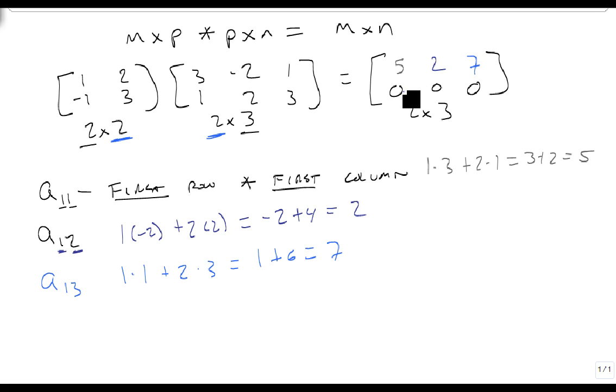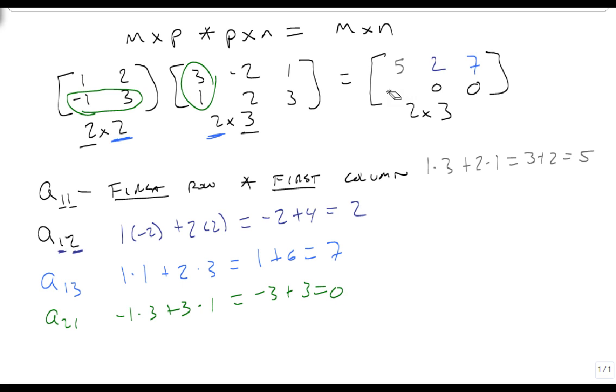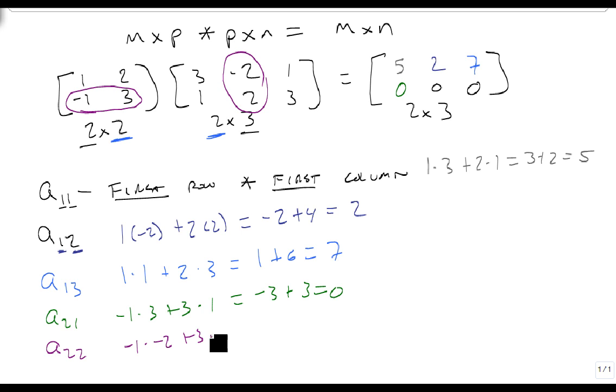That's 5, 2, 7, so now we're going to go down to the second row. A21 is equal to the second row, first column. So this is minus 1 times 3 plus 3 times 1, which is minus 3 plus 3, which is 0. A22 is second row from the first one, second column from the second one. Minus 1 times minus 2 plus 3 times 2 is 2 plus 6, which is 8.